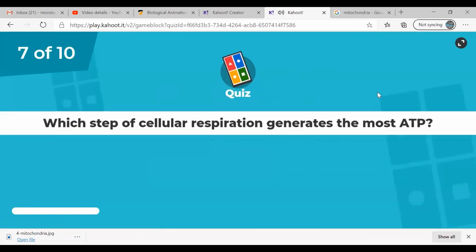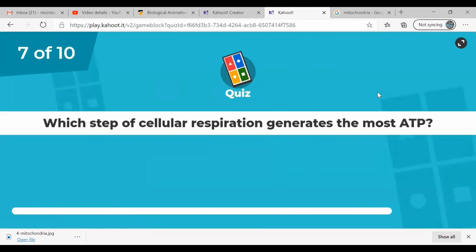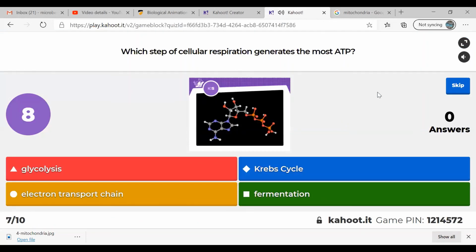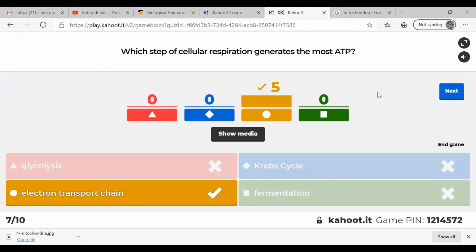Okay, a couple more here for you. Which step of cellular respiration generates the most ATP? Hopefully this one is fresh in your head. That one was fast, 10 seconds. Everyone who answered got it correct. Well done.